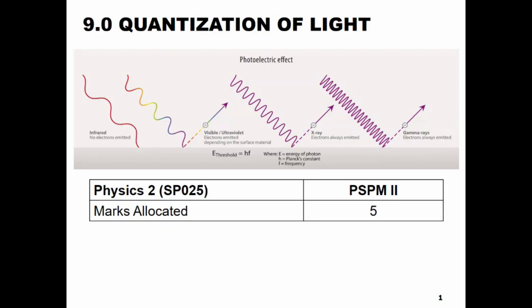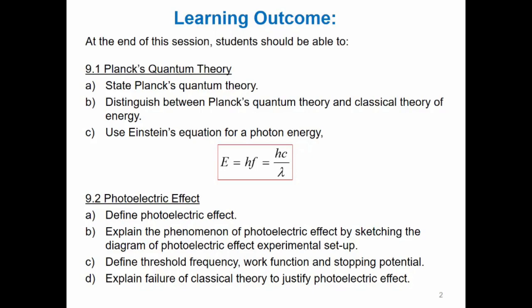Before we begin, for those who enroll in the SP025 course, you should know that there will be 5 marks allocated for this chapter in our final PSPM2. Alright, let's look at the content of this chapter. This chapter has only two subtopics. They are Planck's quantum theory and the photoelectric effect.